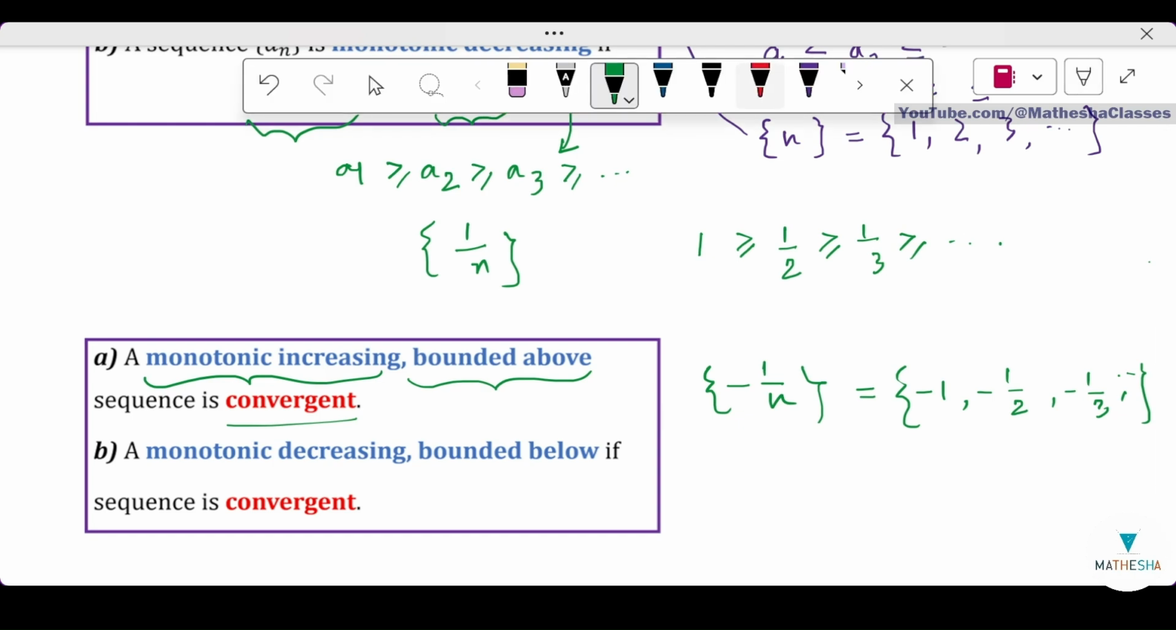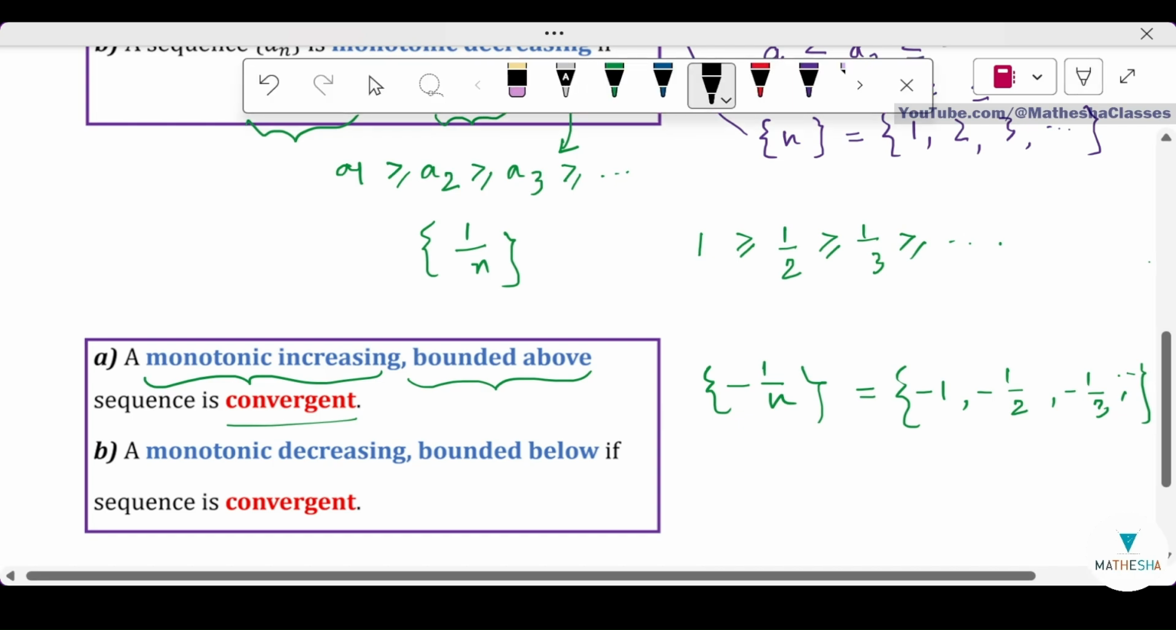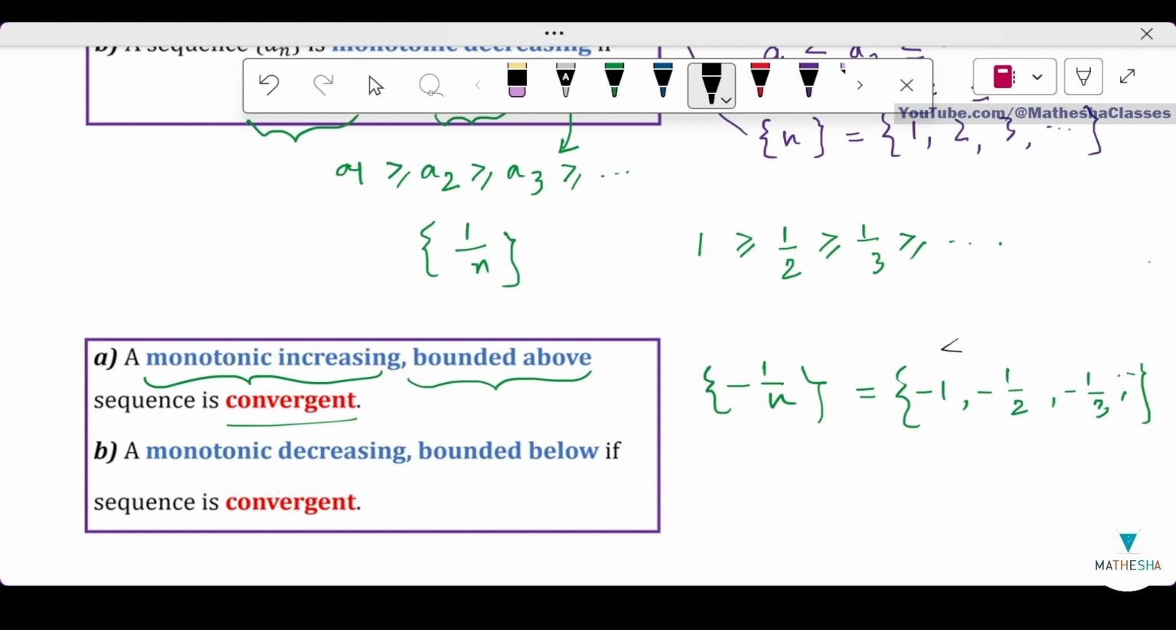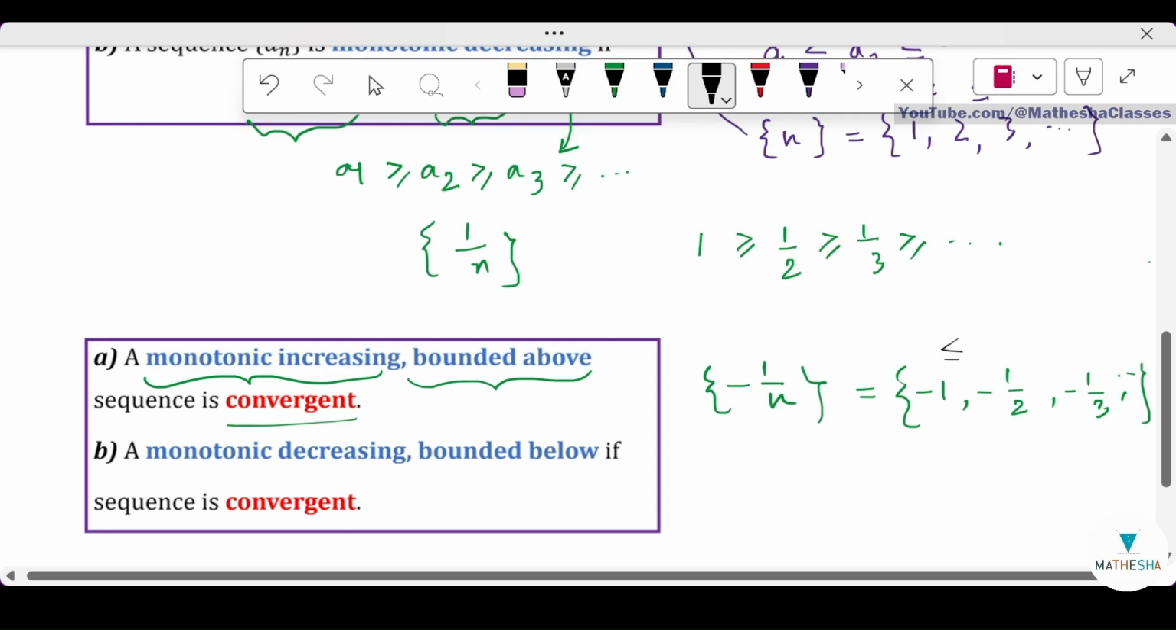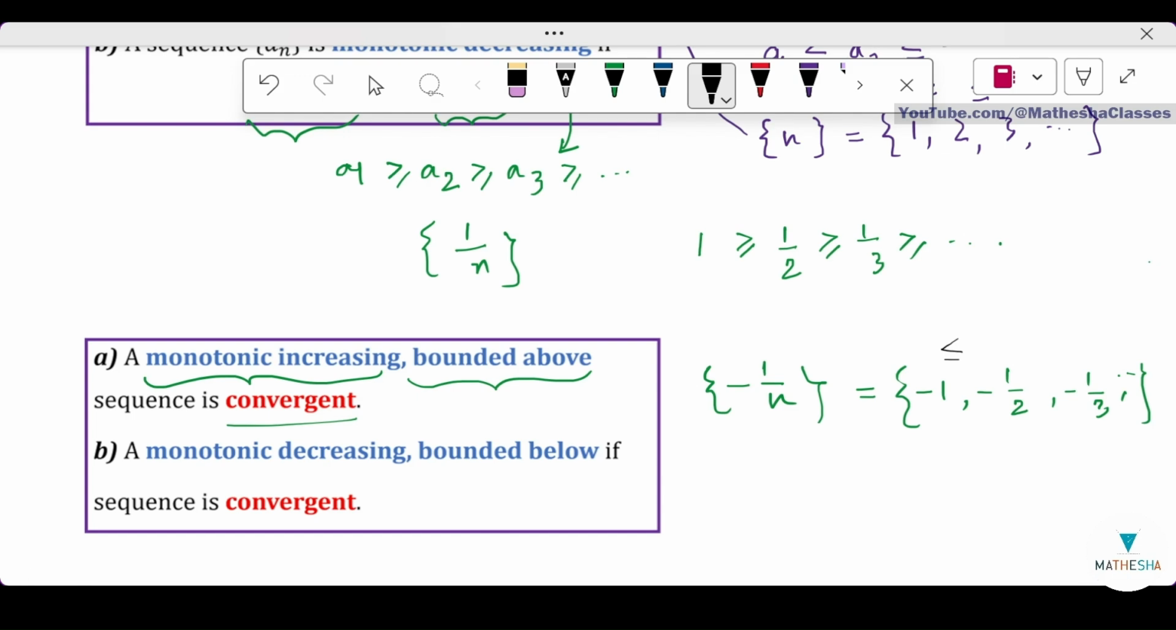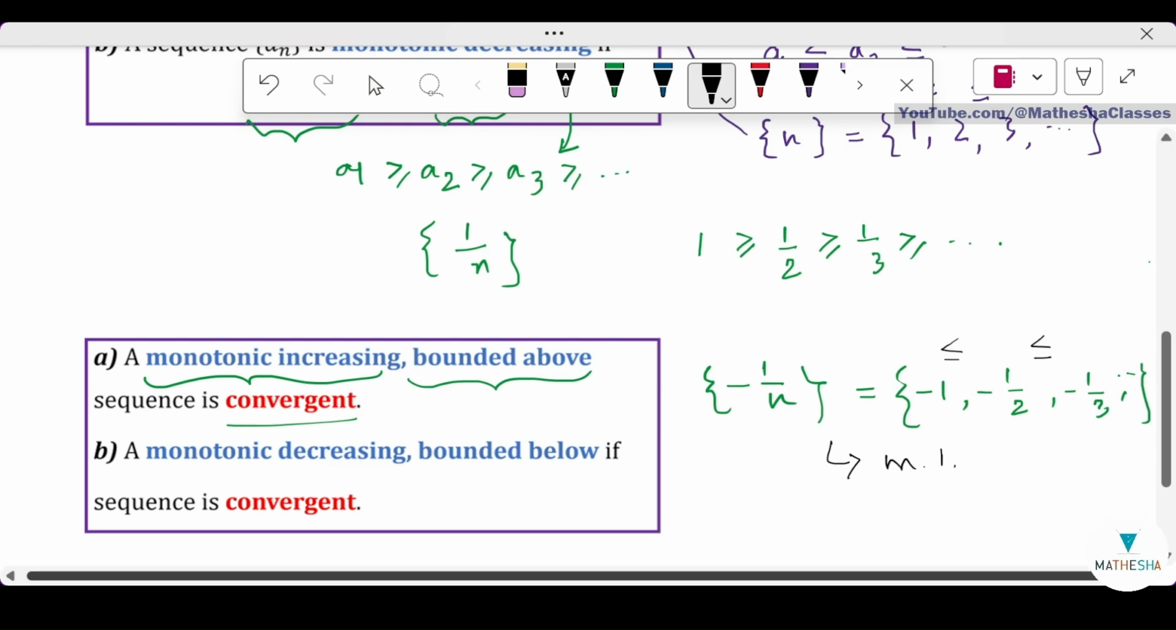Okay, now note one thing, this -1, the first term, is less than or equal to -1/2, -1 से बड़ा है. Second term is bigger than or equal to first term. Now -1/2 is less than or equal to -1/3, so definitely this is a monotonically increasing sequence.